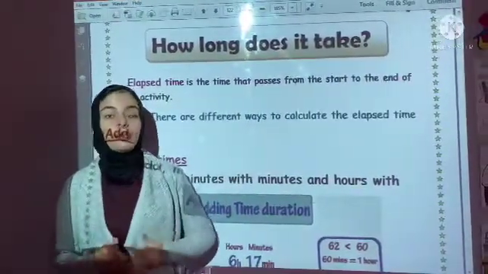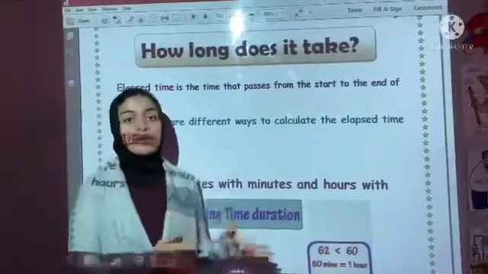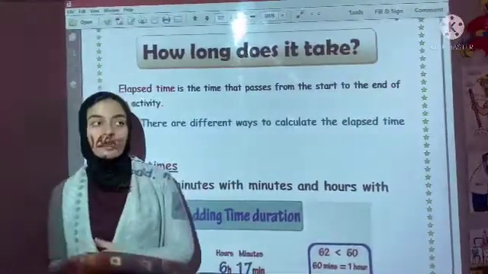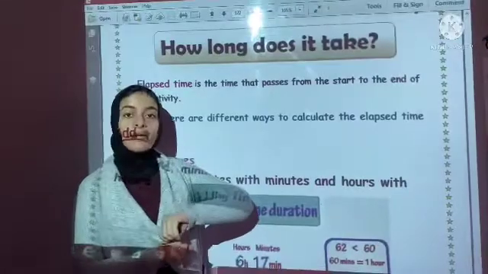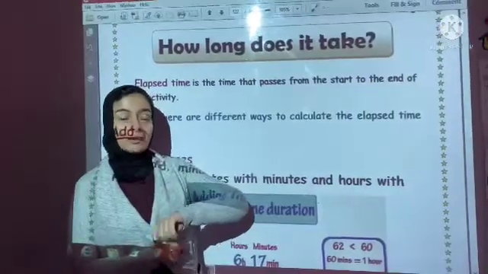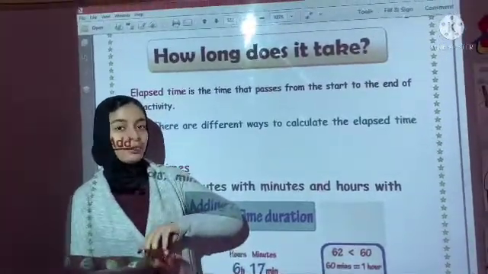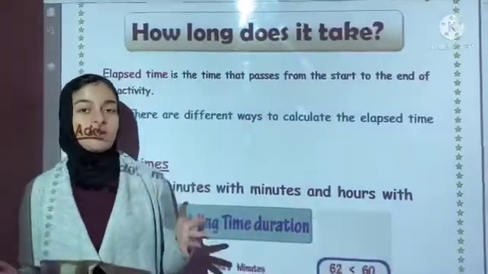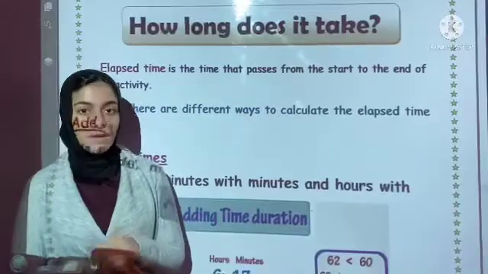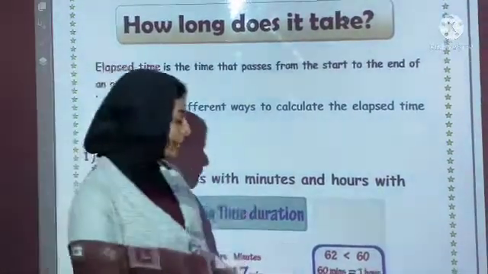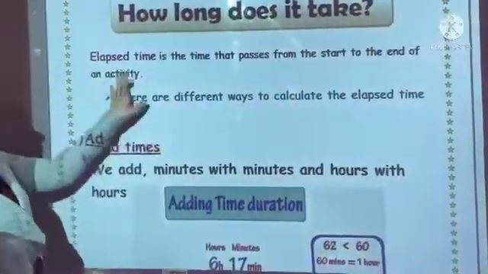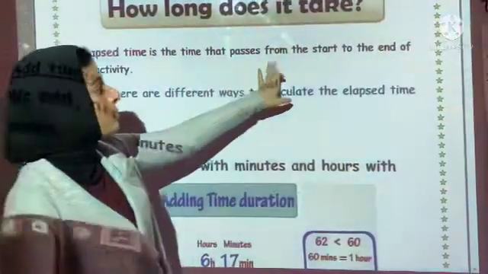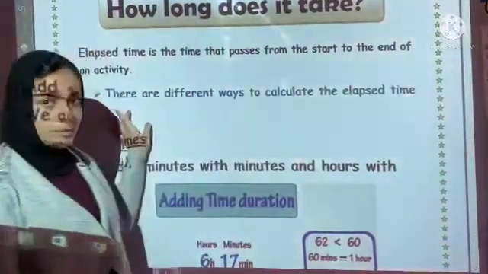Elapsed time means when your activity starts and when your activity ends. So my session is going to start at 9 o'clock and it will end at 9:30. How many minutes does it take? It takes 30 minutes. So our lesson today is about elapsed time. Elapsed time is the time that passes from the start to the end of your activity.